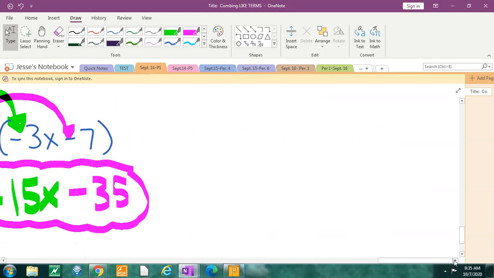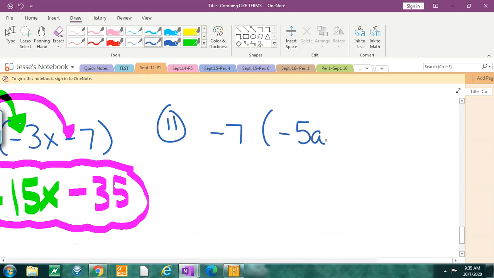Number 11, we're almost done, guys. Number 11 is negative 7 times negative 5a minus 3b plus 2. But mister, there's three terms inside. It's okay. You could have 4, you could have 5. But it's multiplication. Are we adding? No, remember there's a parentheses here. Okay, so go ahead and write that real quick.